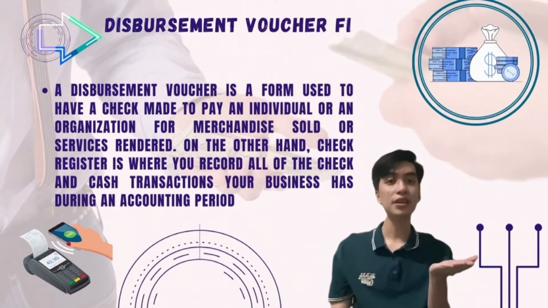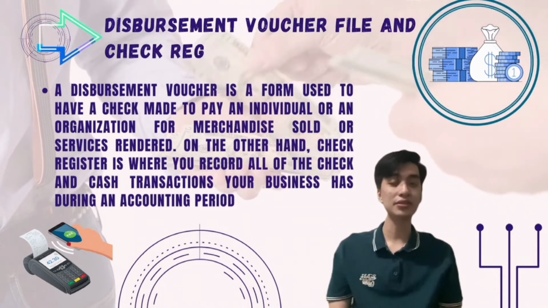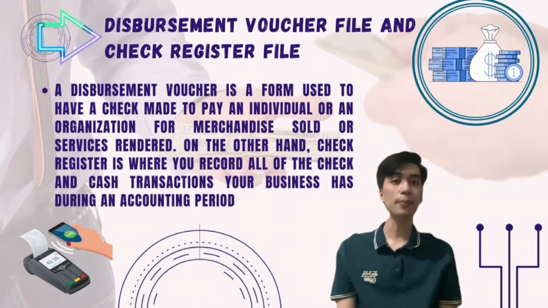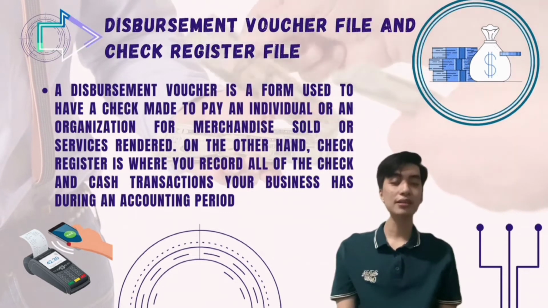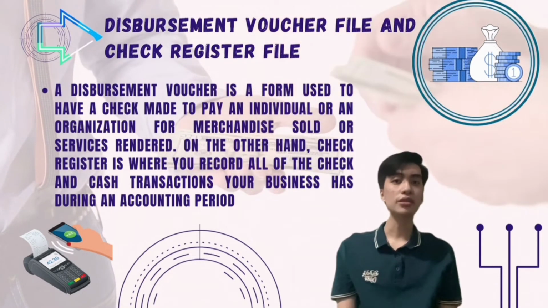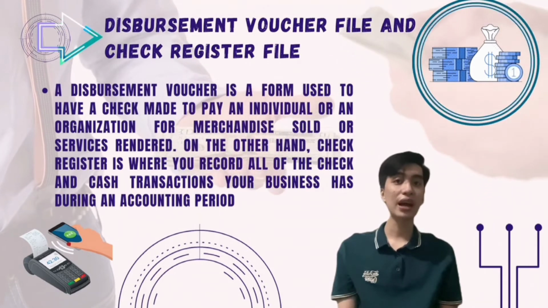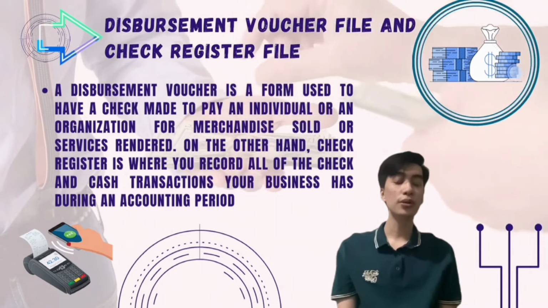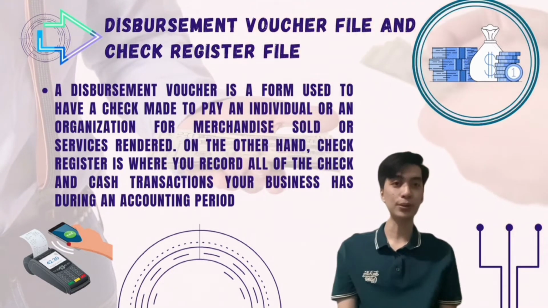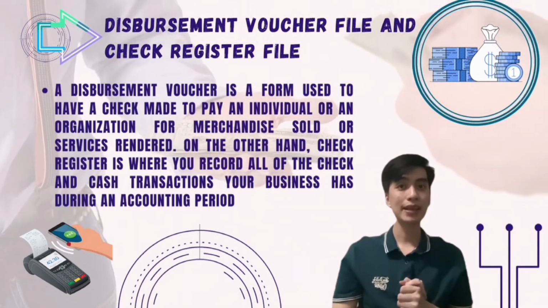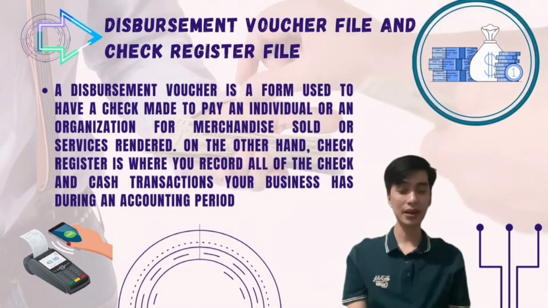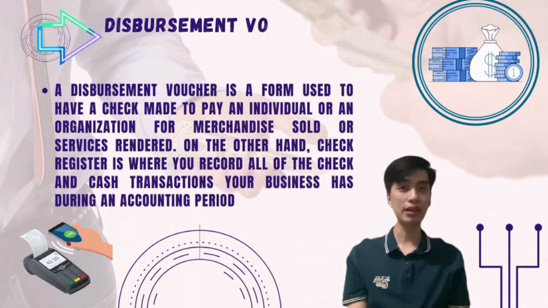Next, we also have the disbursement voucher file and check register file. A disbursement voucher is a form used to have a check made to pay an individual or an organization for merchandise sold or services rendered. On the other hand, a check register is where you record all of the check and cash transactions your business has during an accounting period. Each payment day, the cash disbursement application selects items due to be paid and adds records to the check register file for each payment.